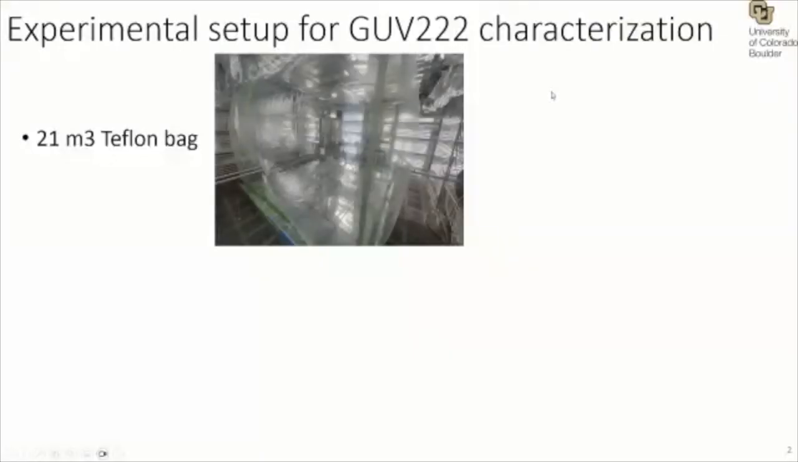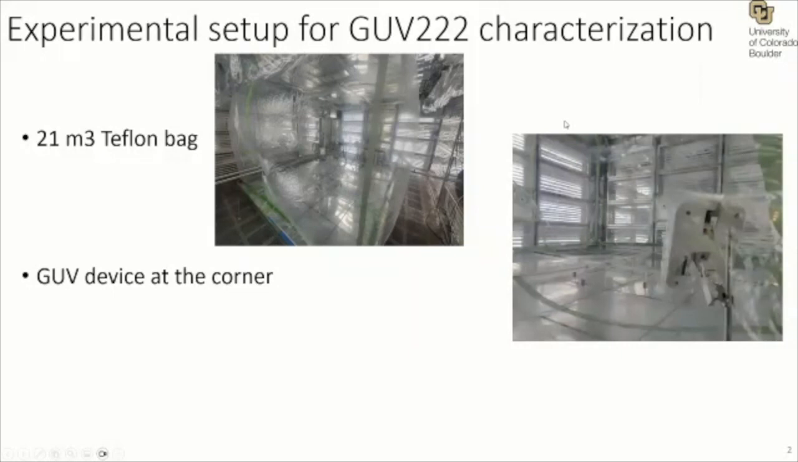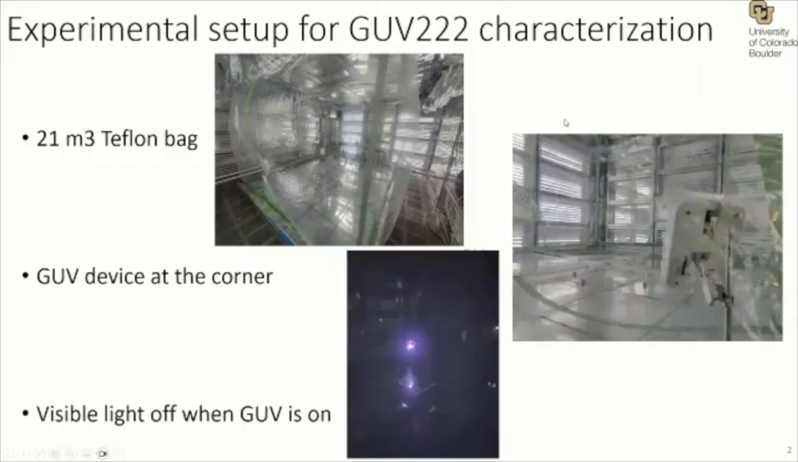This is the experimental setup we have been using to characterize the GUV 222 induced chemistry in the air. We use an environmental chamber, which is a 21 cubic meter Teflon bag. We put the GUV device at the corner of the bag. When the GUV is on, we always keep visible light off in the chamber enclosure. We also use research-grade ozone analyzers and state-of-the-art mass spectrometers to measure gases and aerosols of interest.